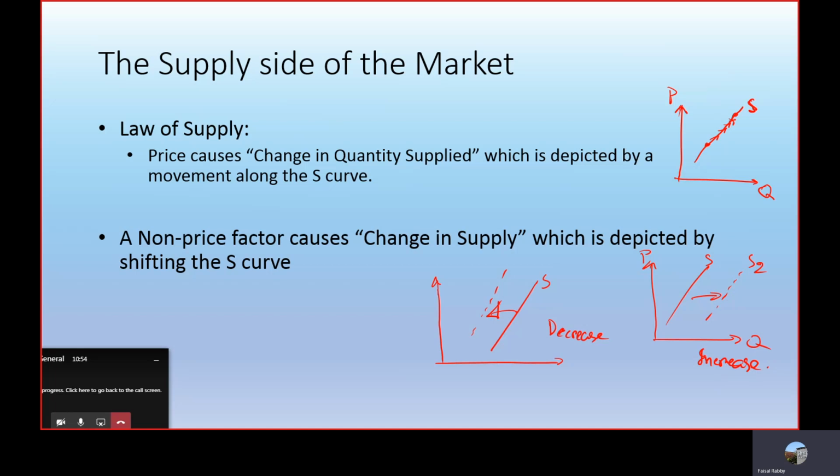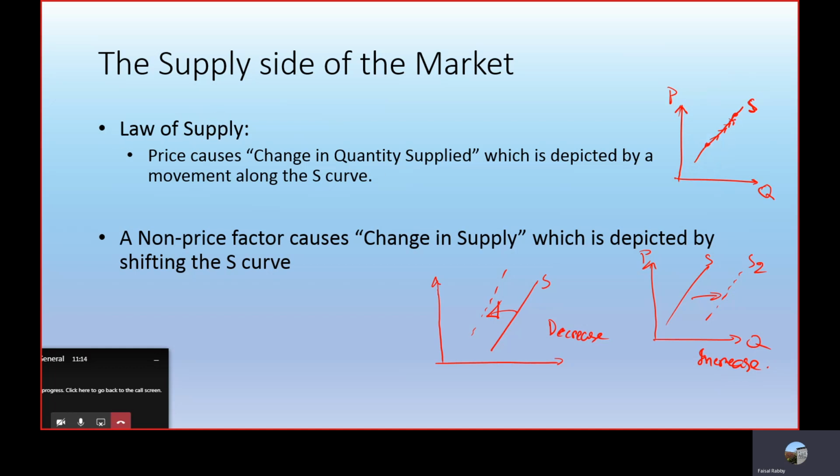Not only the existing producers, but also lots of new entrepreneurs realize that, other things unchanged, if the price of a product has gone up, that product must be more profitable. So new entrepreneurs open up their own firms to produce more. So in this way, we have more quantity supplied.